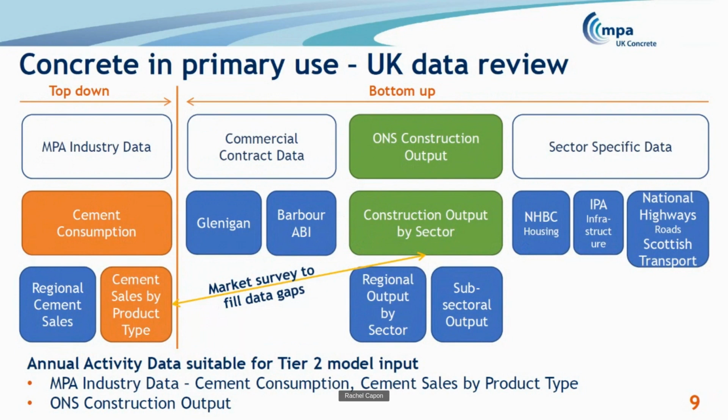In terms of annual activity data, which we could use as an annual model input, we've recommended the MPA data on cement consumption and cement sales by product type, which is top-down data. For the data on each application, we'll use the ONS construction output because that is already subdivided by sector. Also, we need to relate the top-down to the bottom-up data. So as part of our data analysis, we commissioned a market survey carried out by a company called Leading Edge to fill in these data gaps.